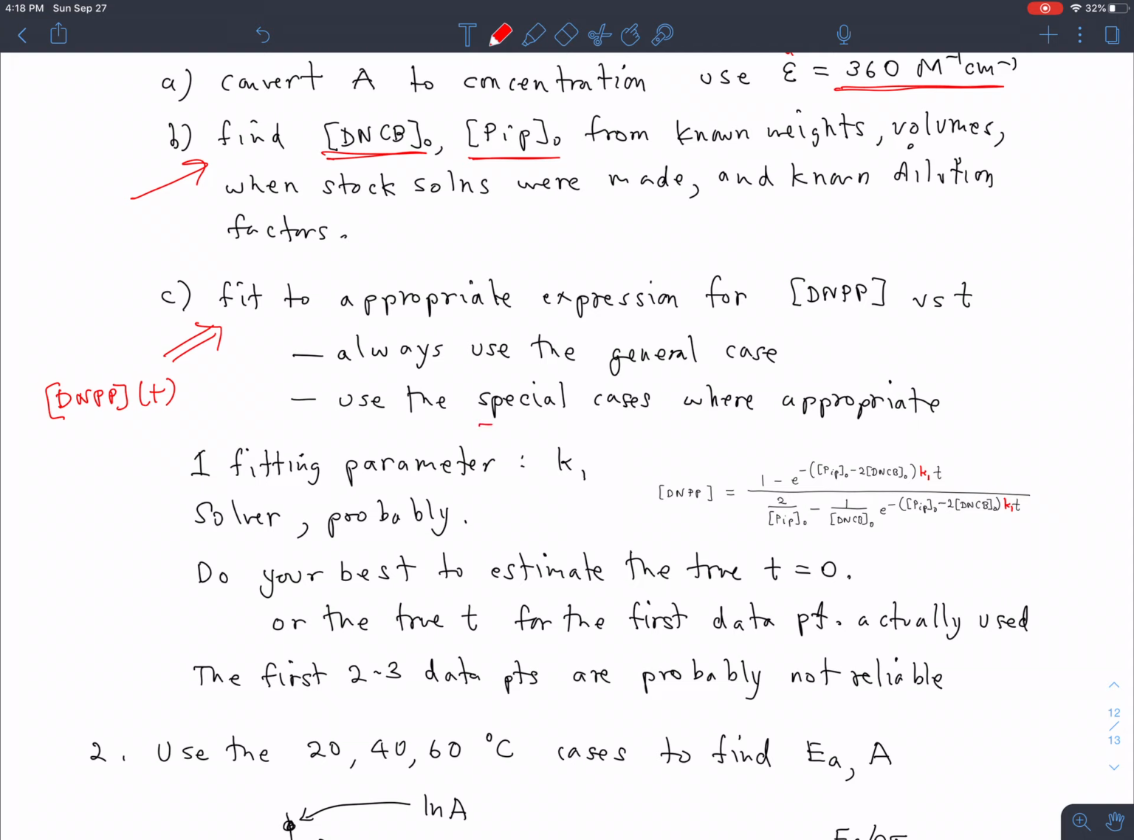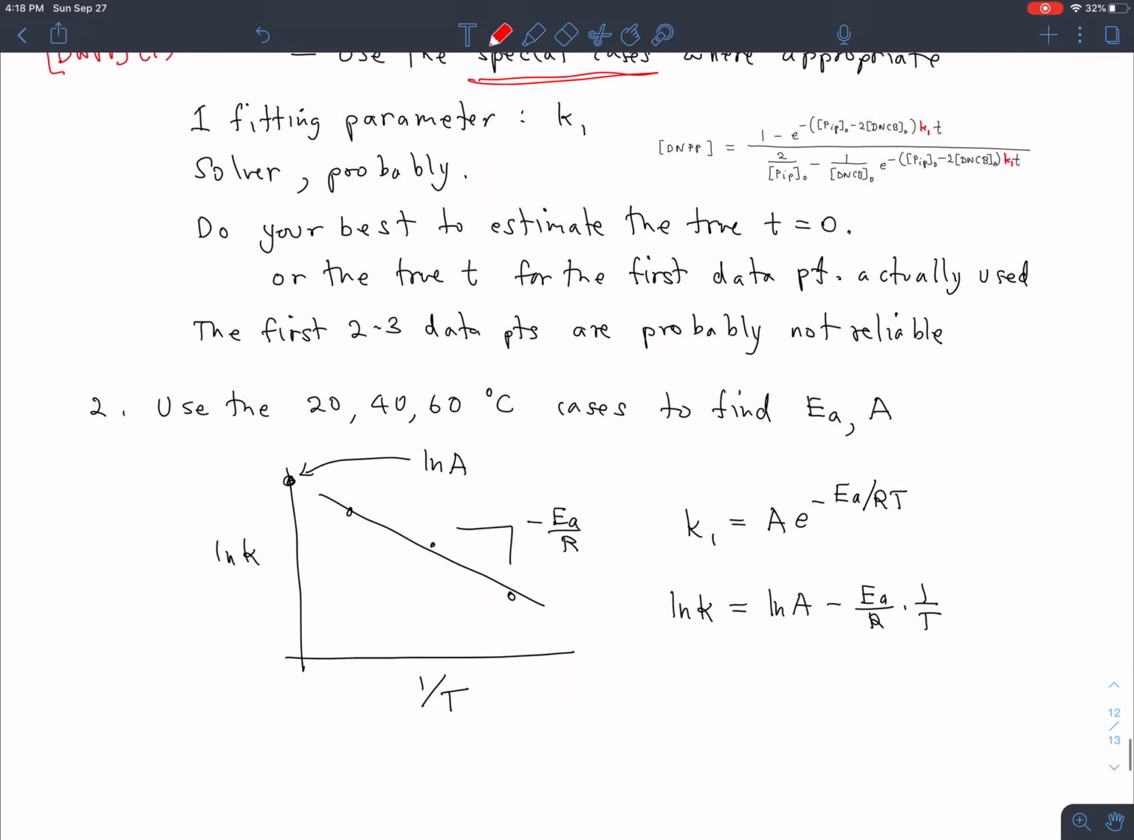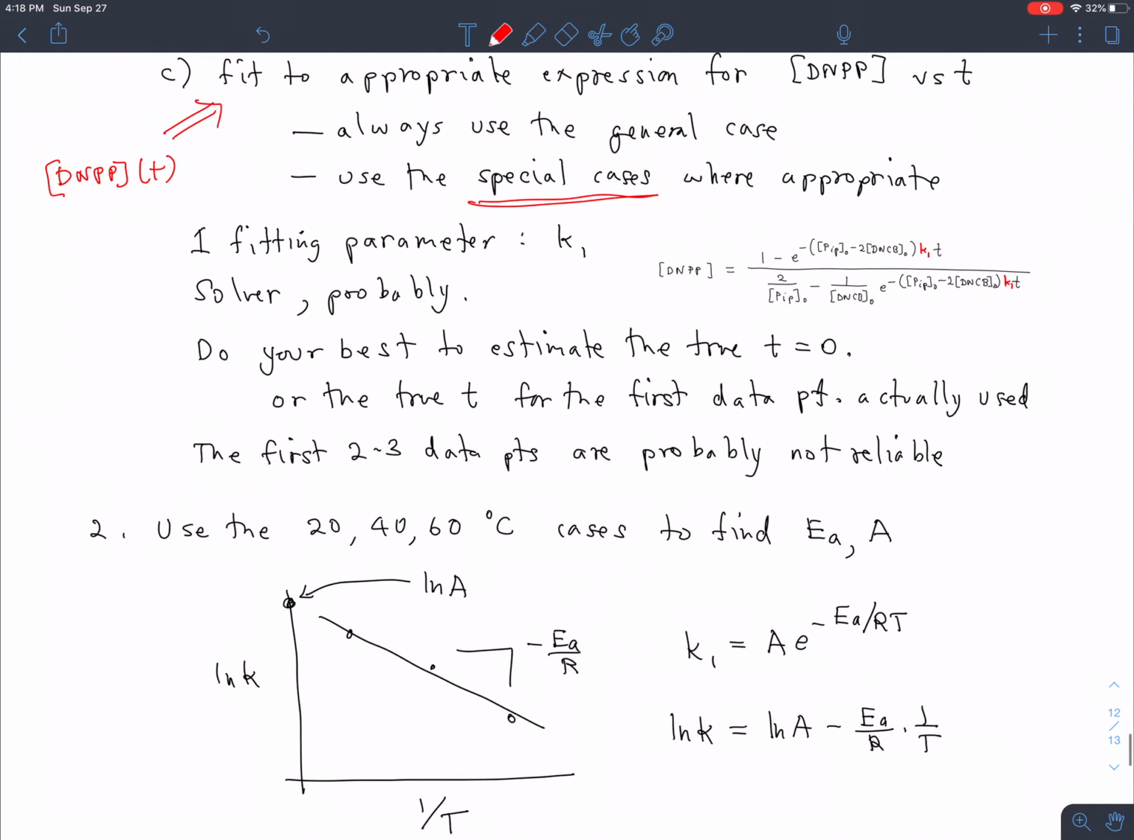In those 2 special cases, use both the general case fitting function and the special case fitting function, so you can compare how well the special cases do in each case. And then finally, in every case, the only parameter in your fitting function that isn't already known is the value of the rate constant, the K1 rate constant, which remember is the rate constant for the formation of the intermediate from 2 reactants, DNCB and PIP. And so fitting the data is going to give you a value of K1 in all 5 cases.